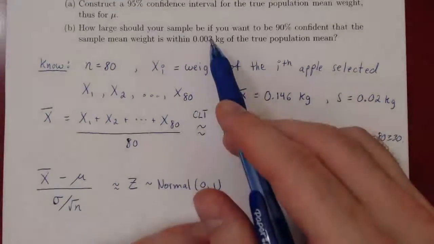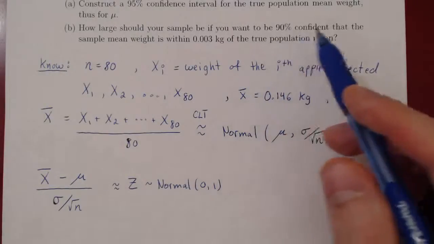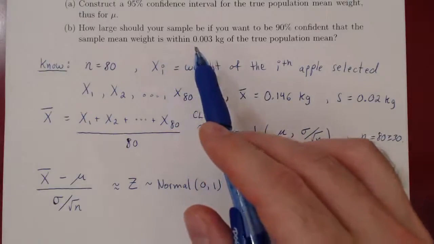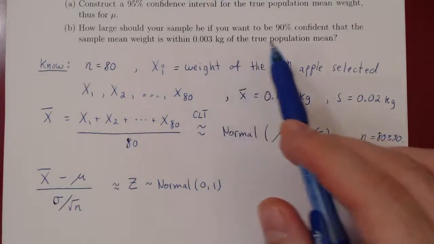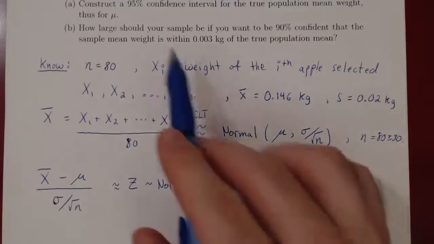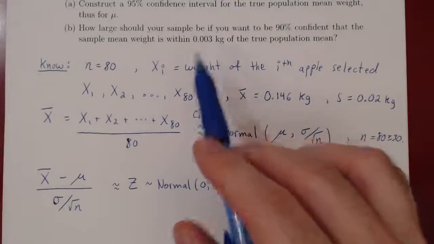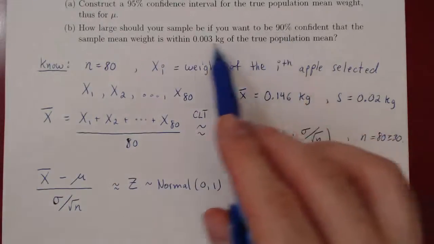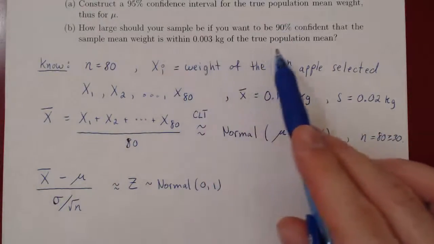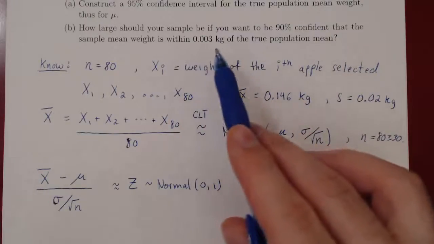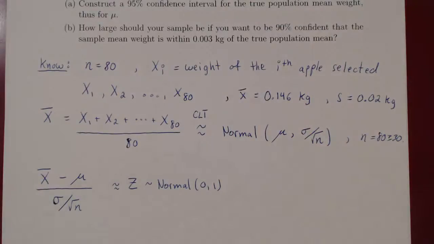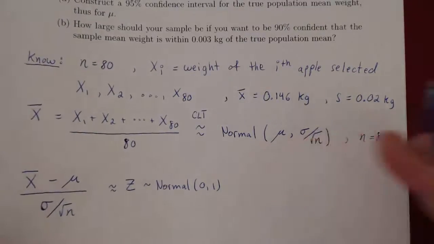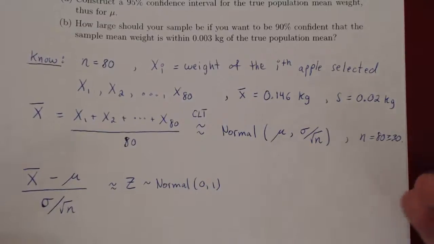If you want to be 95% confident, that is our confidence level, that the sample mean weight is within 0.003 kilograms of the true population mean. If you think of it, this is your error. We want the sample mean weight with 90% confidence to be no further away from the true population mean than 0.003 kilograms. So let's just write down what we know and what we want, and you'll see that with what we have so far, this is quite easy.